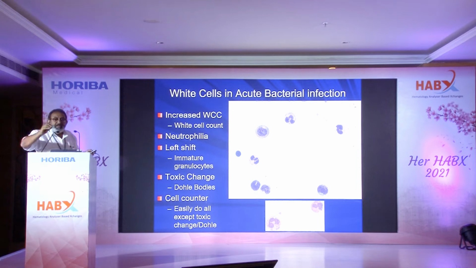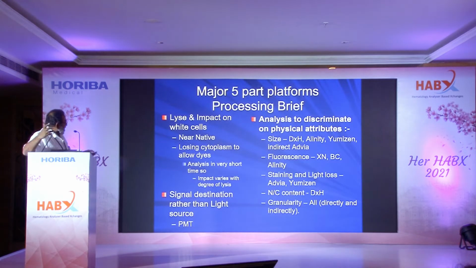Cell counter will reflect all the top four: white cell count, neutrophilia, left shift, and most of the cell counters now actually give you immature granulocyte percentage also. But they will not be able to give you toxic granules or Dohle bodies. But you know, neutrophilia and all the other findings can still happen in other conditions. So let's look at the 5 major platforms that exist in the world.